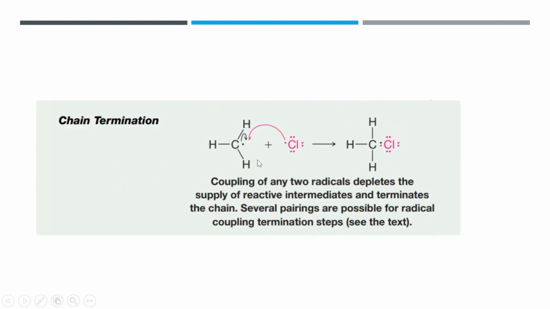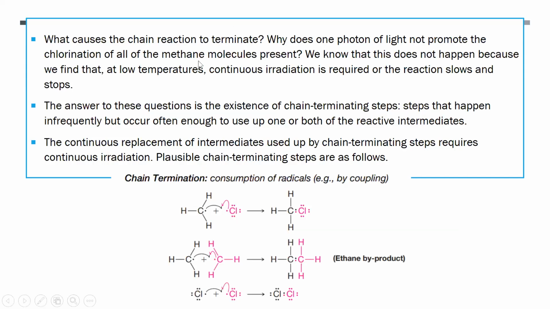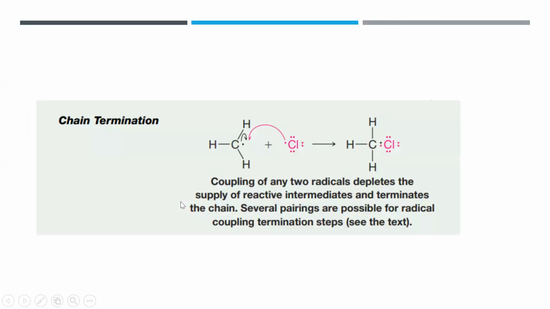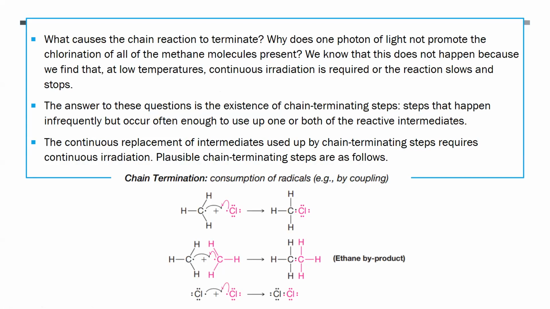Once you have your alkyl radical and another radical, these two can actually terminate the chain. So what causes the chain reaction to terminate? Why does one photon of light not promote the chlorination of all the other methane molecules? We know that this does not happen because at low temperature, continuous irradiation is required for the reaction, or the reaction slows down. The answer is the existence of chain terminating steps. Eventually, this kind of reaction will terminate. When two radicals combine with each other, the reaction is terminated.